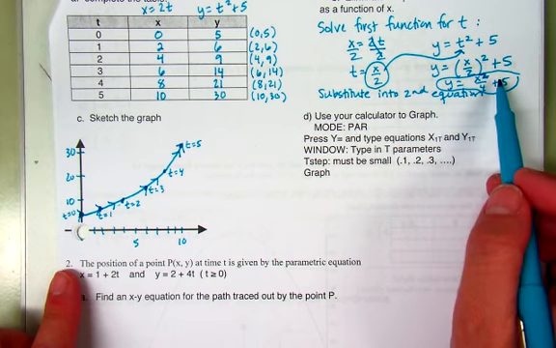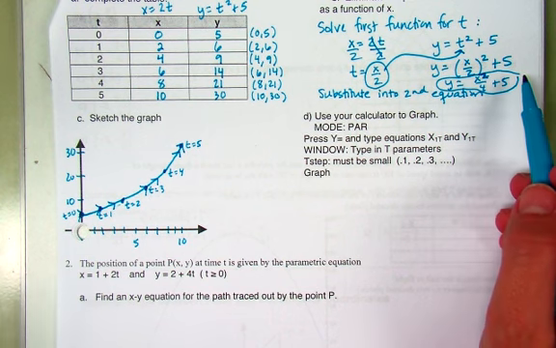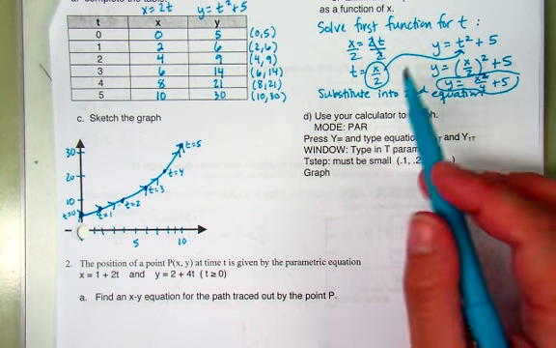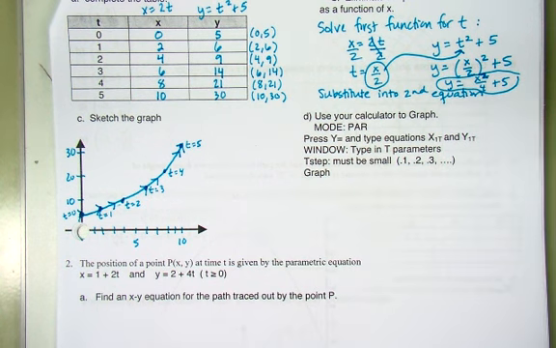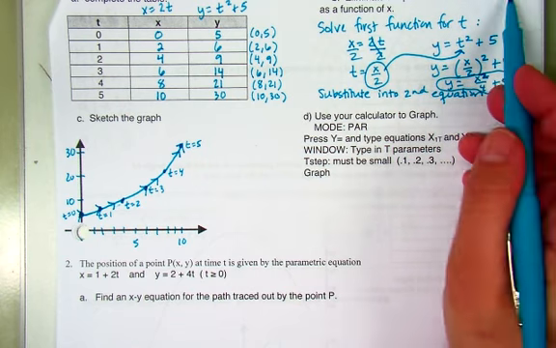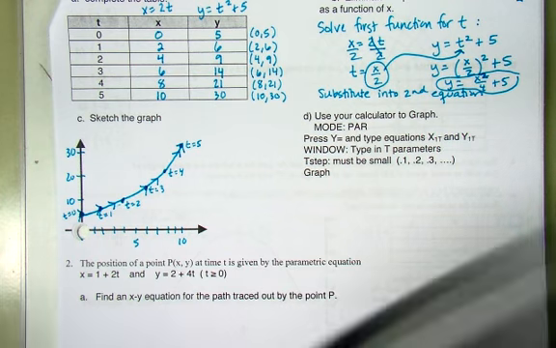Yes? Did you ever do it starting with y? You would, but then you'd have x relating y. It just would be more work in the end. You would have x equals something in terms of y, and you would have to move stuff around to get y by itself. As long as your final answer has y as a function of x. Does that make sense?